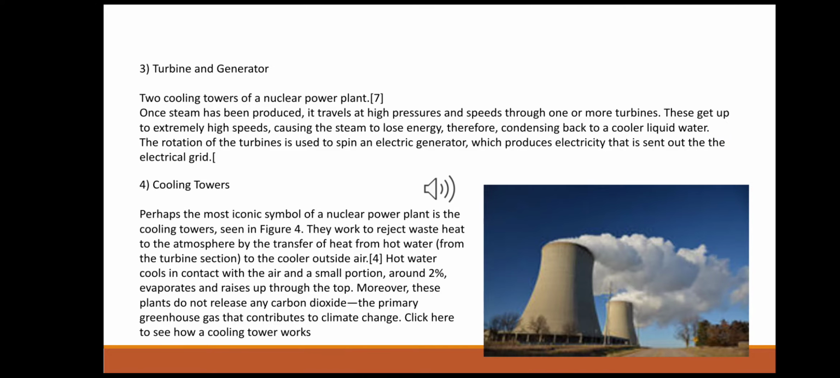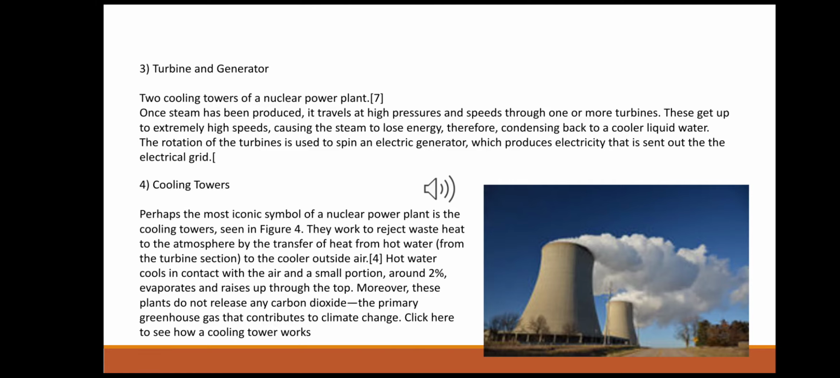Third, turbine and generator. Two cooling towers of nuclear power plant. Once steam has been produced, it travels at high pressure and speed through one or more turbines. These get up to extremely high speed, causing the steam to lose energy, therefore condensing back to cooler liquid water. The rotation of the turbines is used to spin an electric generator, which produces electricity that is sent out to the electrical grid. Fourth, cooling towers.